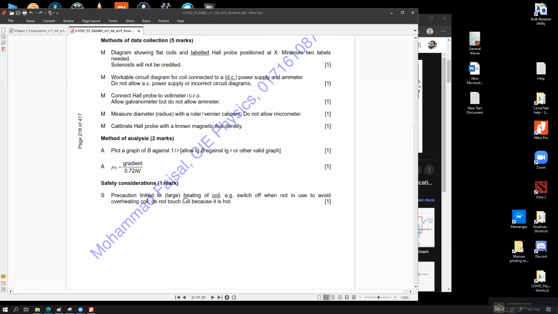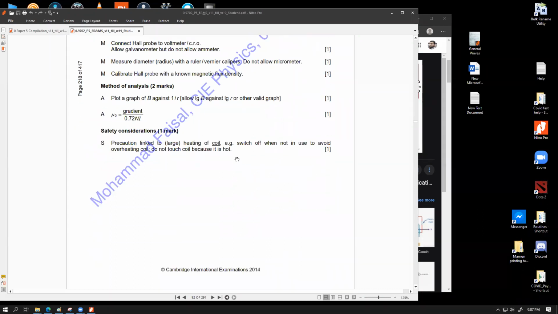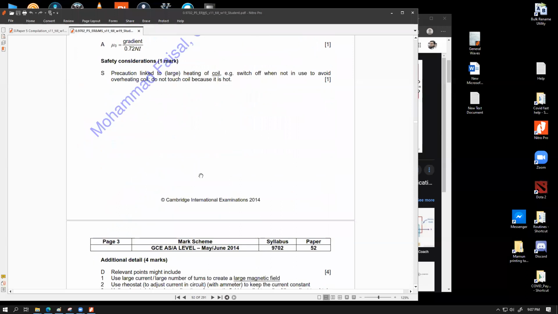So the precaution linked to the large heating of the coil is about switching off when not in use. Yeah, that's what I said, that we have to take a reading and then wait for a couple of minutes and then take the second reading. I talked about the waiting, so I think that works. Switch off when not in use to avoid overheating the coil. Do not touch the coil because it is hot. There are different precautions over here, but they are given as examples, which means you can use other relevant applicable ideas as well. They're going to credit you for that as well.